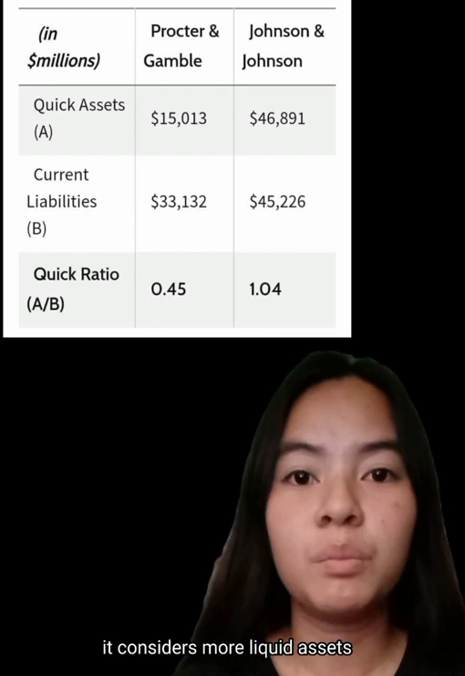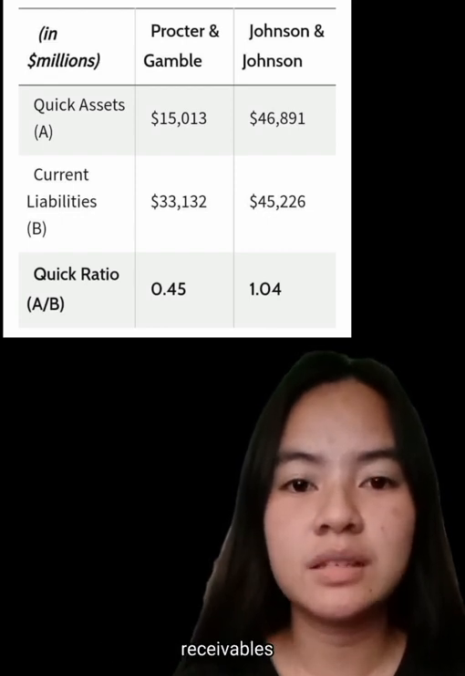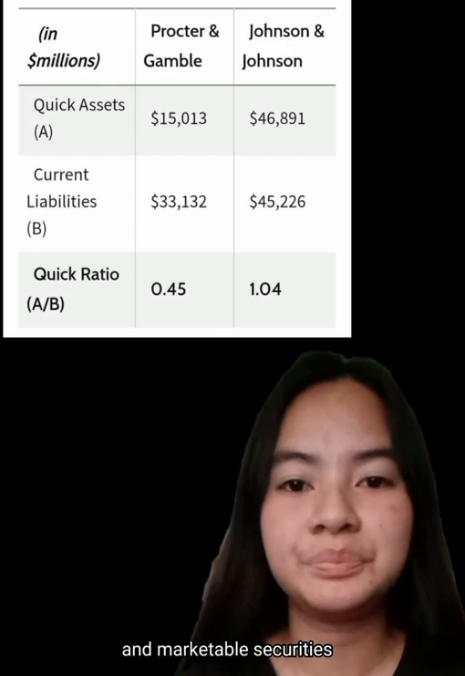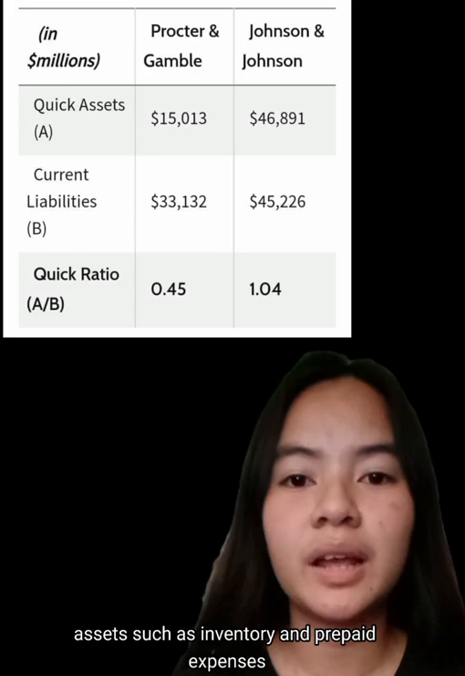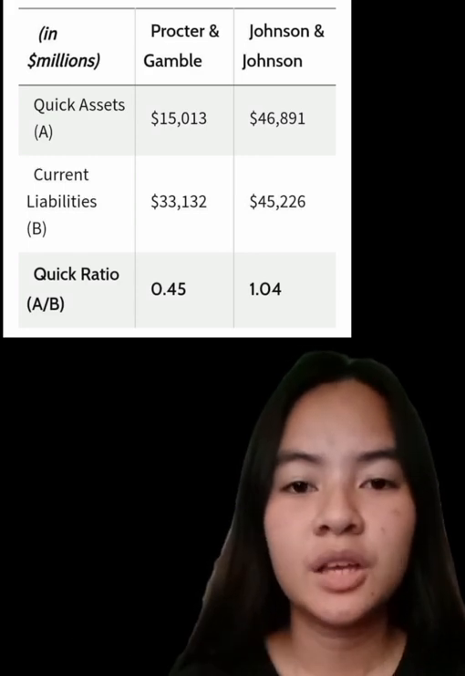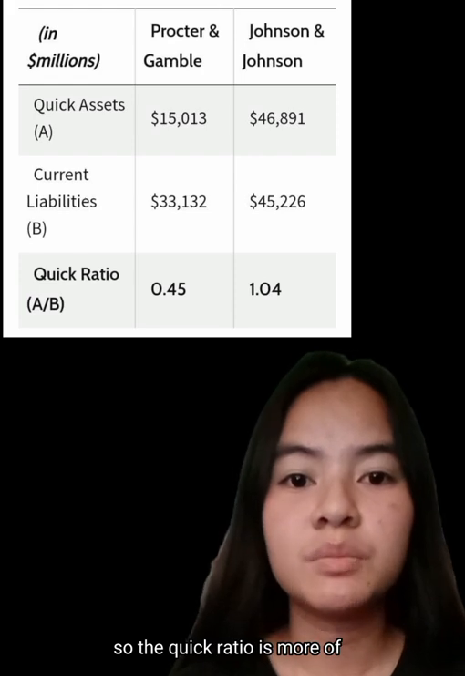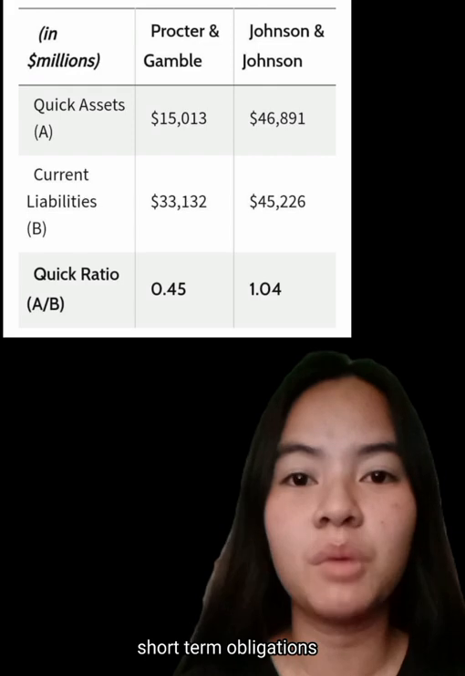It considers more liquid assets such as cash, accounts receivable, and marketable securities. It leaves out current assets such as inventory and prepaid expenses because they are less liquid. So, the quick ratio is more of a true test of a company's ability to cover its short-term obligations.